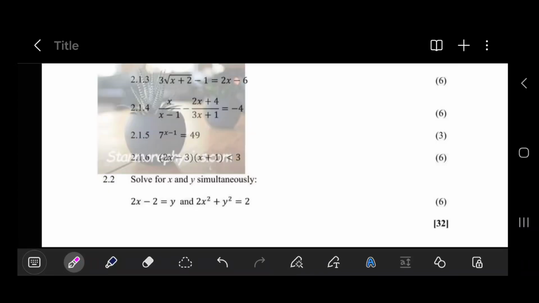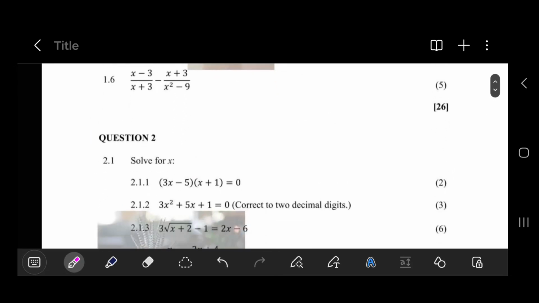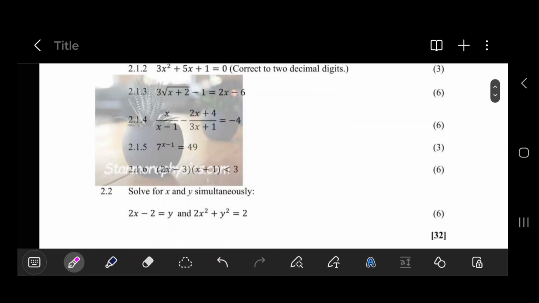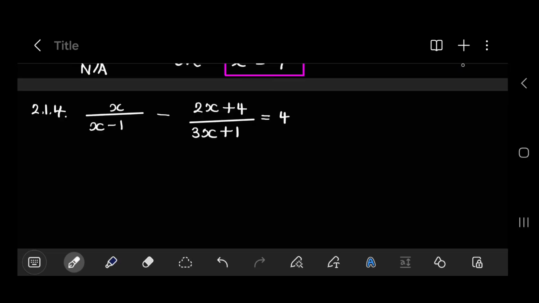Now for 2.1.4, we are subtracting fractions. So I've showed you in 1.6 how we get it as one fraction. So we're going to do that. We're going to focus on getting the left-hand side as one fraction first. Okay, here's what we have. To get it as one fraction, we know that to get the new denominator, we multiply both denominators together. And for the numerators, we cross multiply.